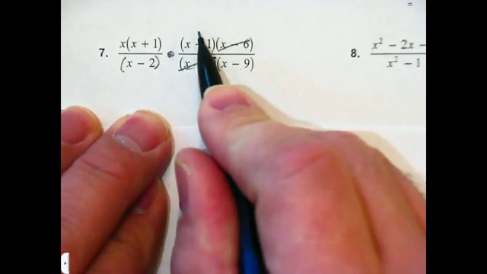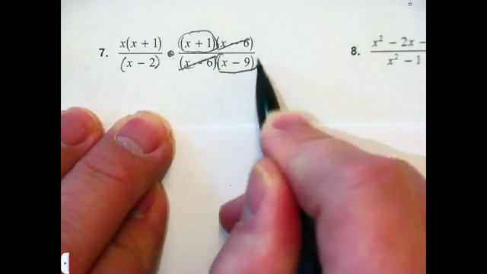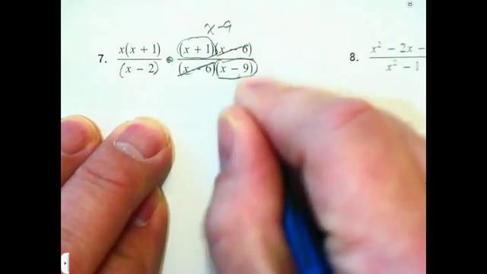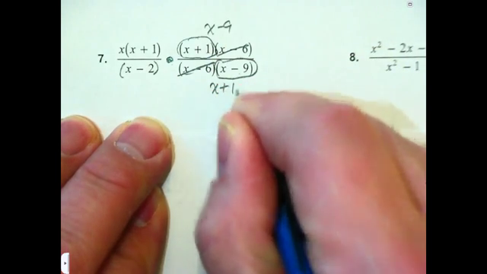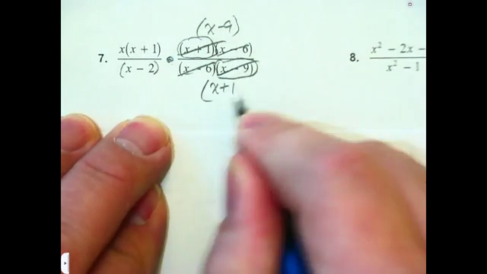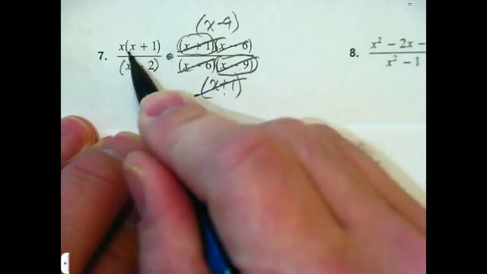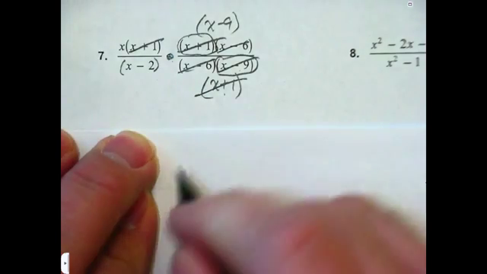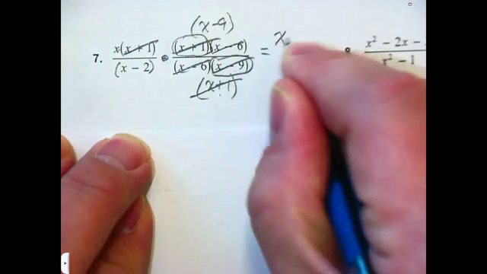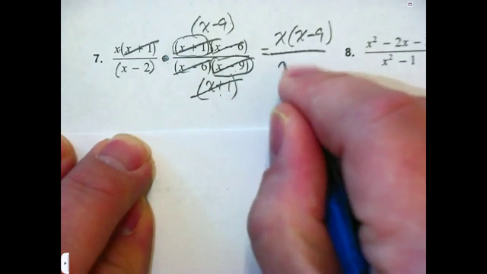When I change that to multiplication, what was up here goes to the bottom, and what was down here goes to the top. You're flipping it, right? So up here we now have x minus 9, and down here we now have x plus 1. Okay? And then you can now cross-reduce or cross-cancel. The x plus 1s are gone. And I'm left with x times x minus 9. And I'm left with x minus 2.